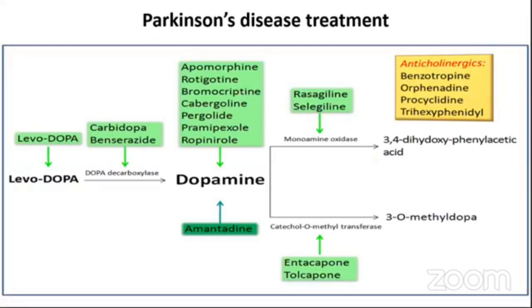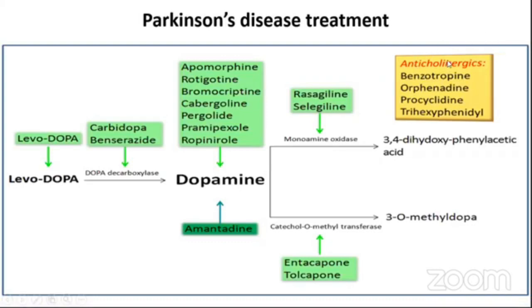There are lots of drugs available for Parkinson disease, and we all know levodopa is metabolized to dopamine by dopa decarboxylase. Dopamine is metabolized to 3,4-dihydroxyphenylacetic acid by monoamine oxidase, and by catechol-O-methyltransferase to 3-O-methyldopa. So our target is to increase the dopamine. It may be in the form of dopamine, maybe in the form of dopamine agonist, and maybe some drugs that affect different enzymes that degrade the dopamine.